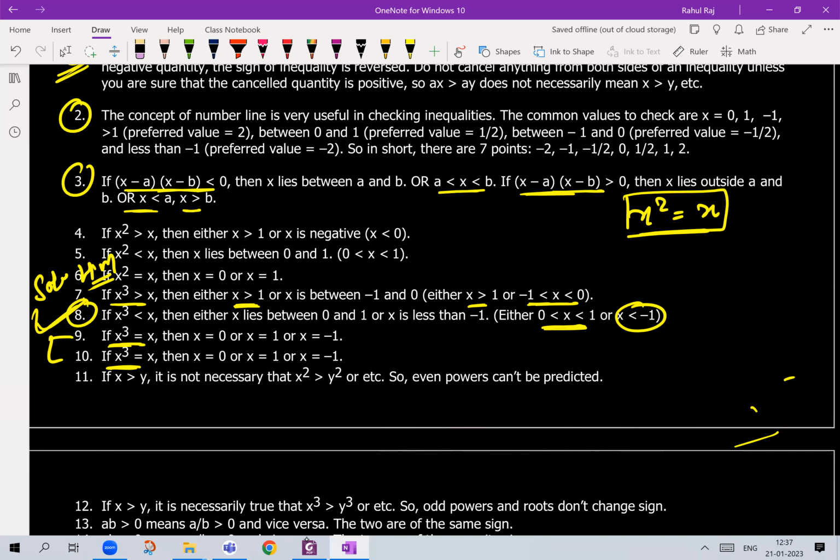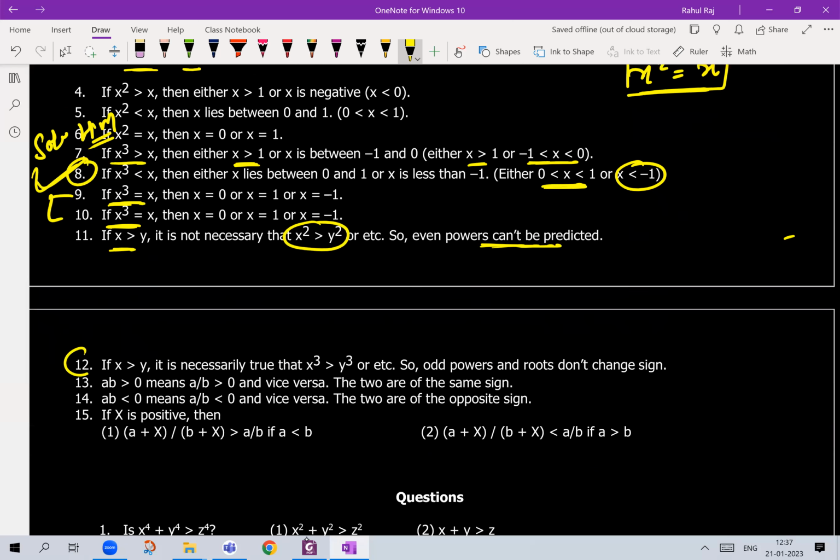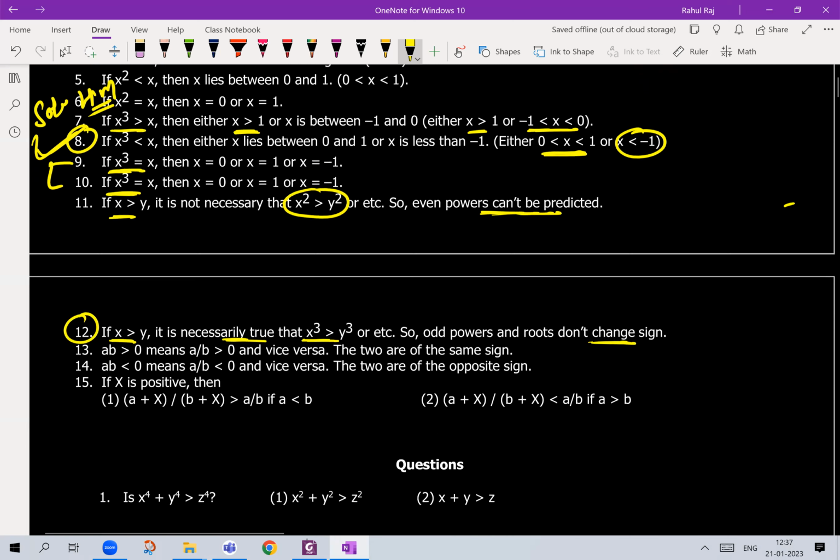Point number 11, check. If x is greater than y, it is not necessary that x square is greater than y square. Even powers cannot be predicted. I have shown you in 2 or 3 different ways, in all the possible ways technically. Point number 12. If x is greater than y, it is necessarily true that x cube will be greater than y cube. Odd powers and roots do not change the sign, only in the case when x and y are defined as integers. If it is a fraction, it may not behave in the same way.